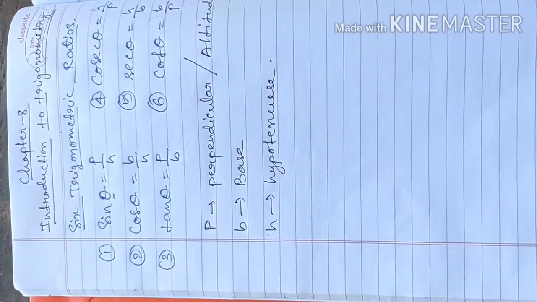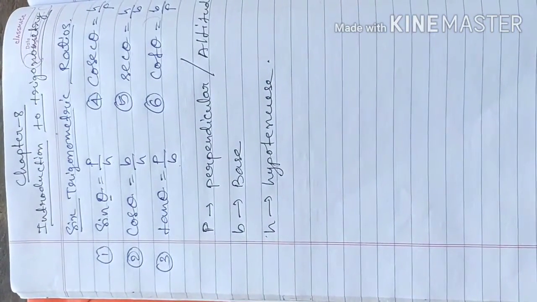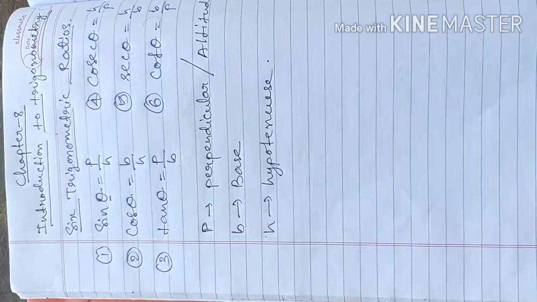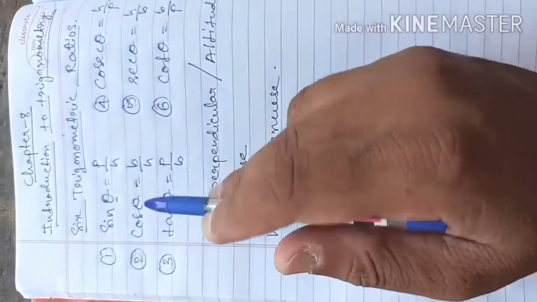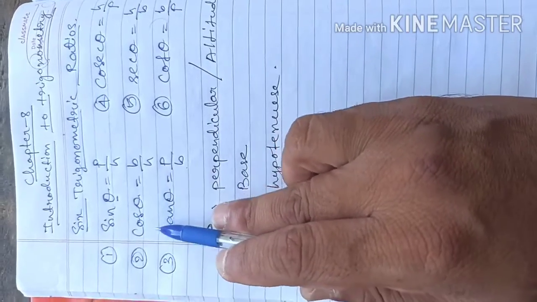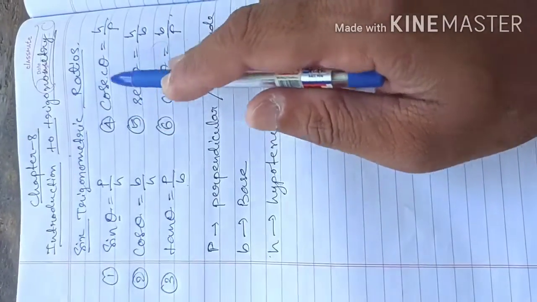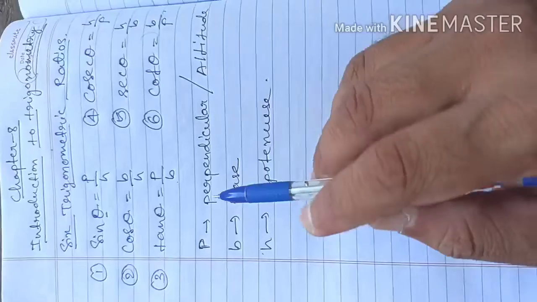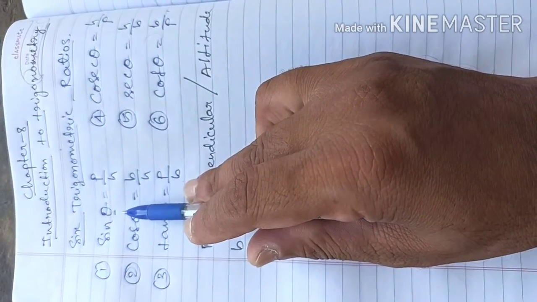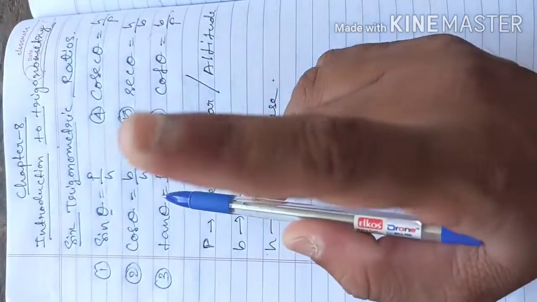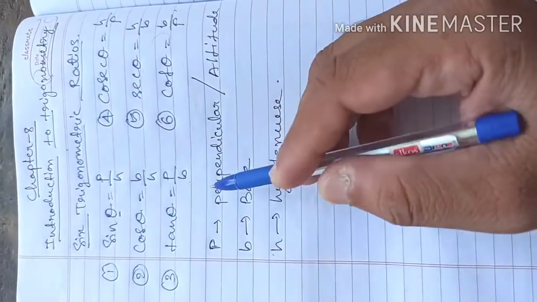Good morning everyone. Today we are going to start a new chapter, that is chapter 8, Introduction to Trigonometry. In this chapter we are going to discuss 6 trigonometric ratios. Those are sin theta, cos theta, tan theta, cosec theta, sec theta and cot theta. Theta indicates an acute angle of a right angle triangle. Remember, in this chapter only right angle triangles will be used.